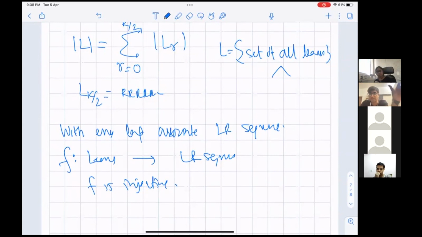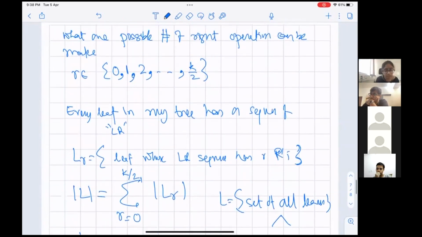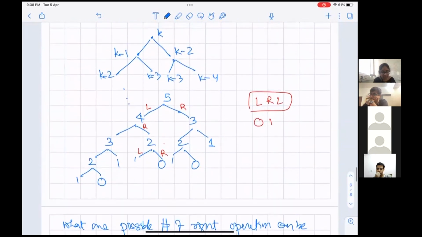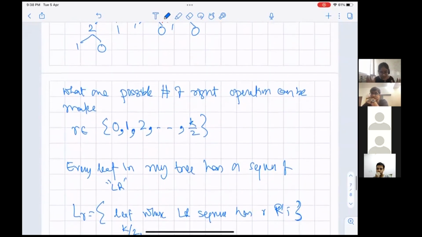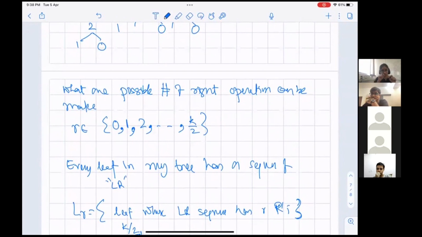Madhumita, you had a question. Ask. For L, when you are counting L, which is the sum of all L_r for r from 0 to K/2, every L_r captures a sequence where I can put r many right operations, the number of ways I can put r many right operations, right?